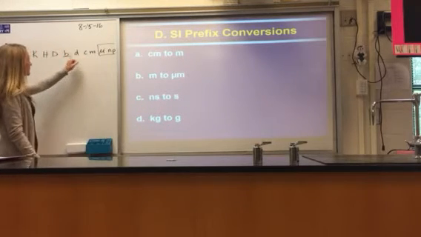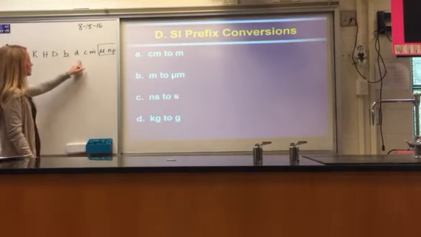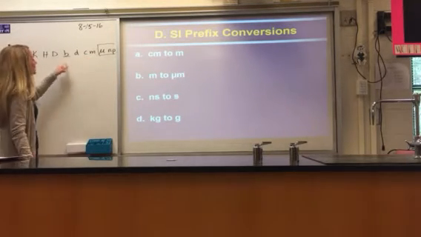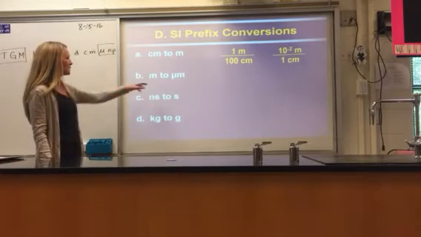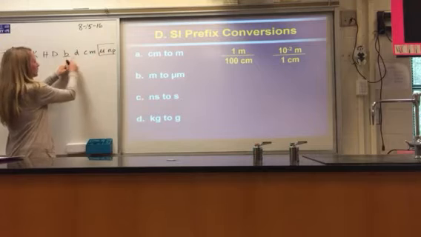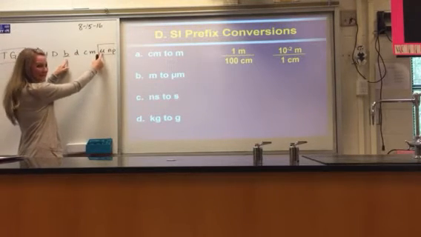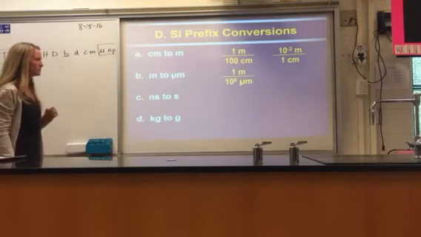Centimeters to meters, that's base unit and centi. So you would move the decimal 2 places. There are 100 centimeters in a meter. To go from meters to micrometers, base unit to micro, 1, 2, 3, 4, 5, 6. There are 10 to the 6th micrometers in a meter.